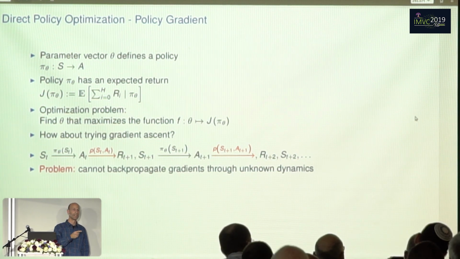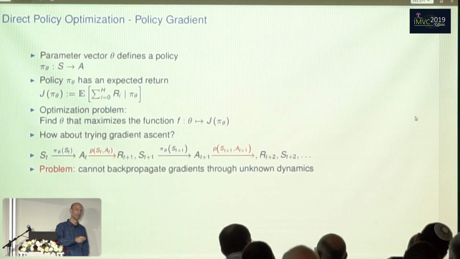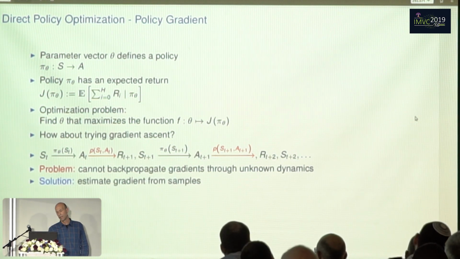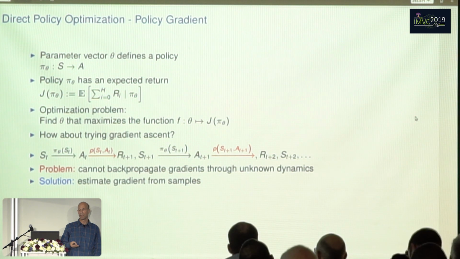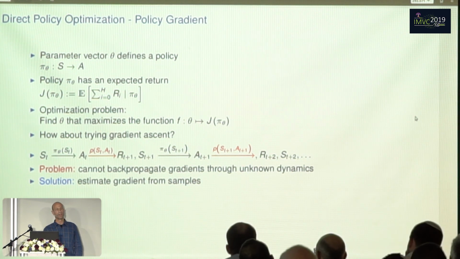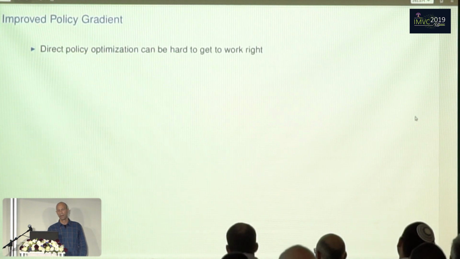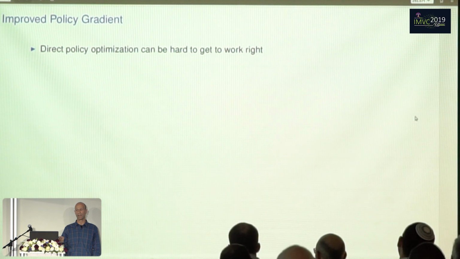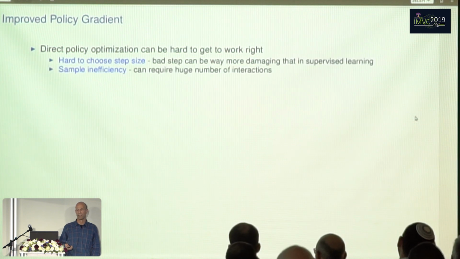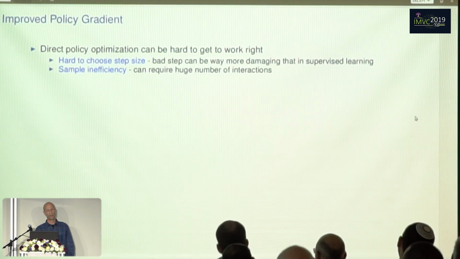This is in fact the transition distribution, the distribution of moving to the next state. But there are solutions to that, and many solutions try to estimate the gradient from samples, and there are different approaches for how to do that. But even with these approaches, it can still be pretty hard to get this direct policy optimization to work right. It has at least two other issues.